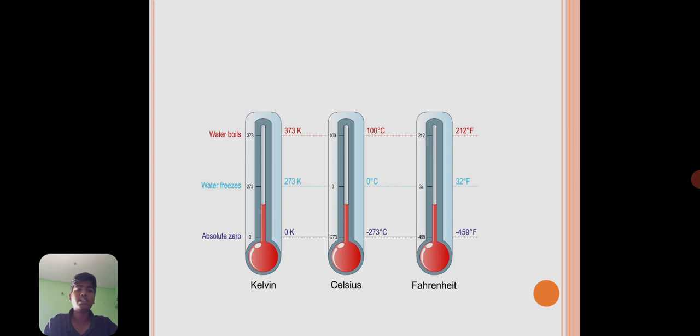As you can see, the difference between Kelvin, Celsius and Fahrenheit scales. In Kelvin, water boils at 373 Kelvin, and Celsius 100 degrees Celsius, and in Fahrenheit 212 degrees Fahrenheit. Water freezes at 273 Kelvin, 0 degrees Celsius and 32 degrees Fahrenheit. And the absolute zero is situated at 0 Kelvin, minus 273 degrees Celsius and minus 459 degrees Fahrenheit.